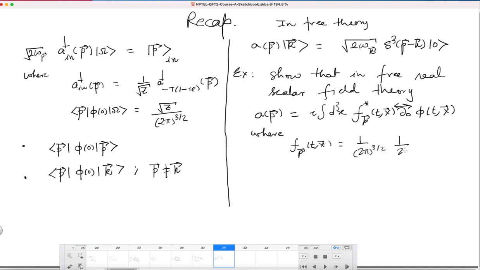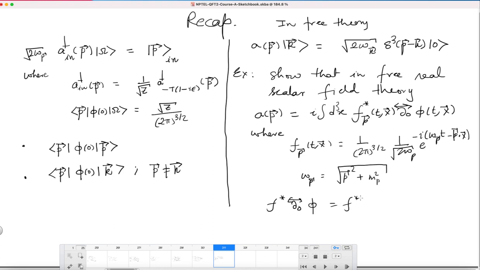Two by three halves, 1/2 omega p, and then e to the minus i omega p t minus p dot x, and as always, omega p is the square root of p squared plus m squared. Okay, that's the physical mass, and this f star del naught phi is f star del naught phi minus del naught of f star times phi. Okay?